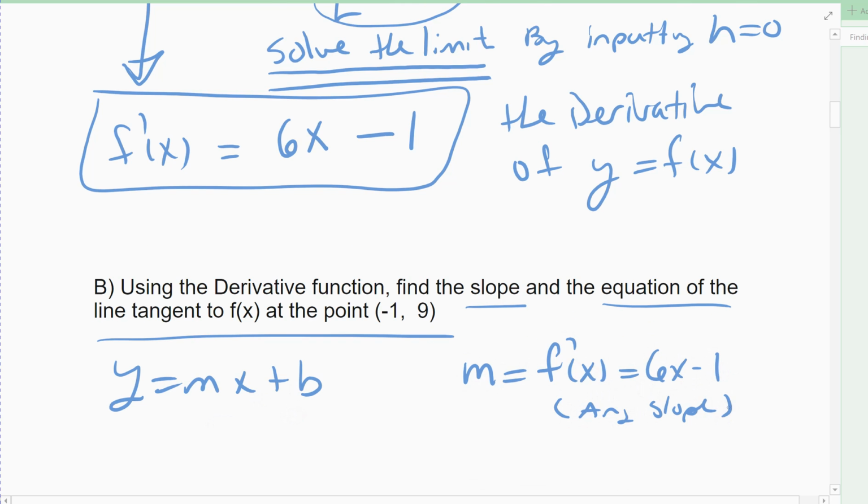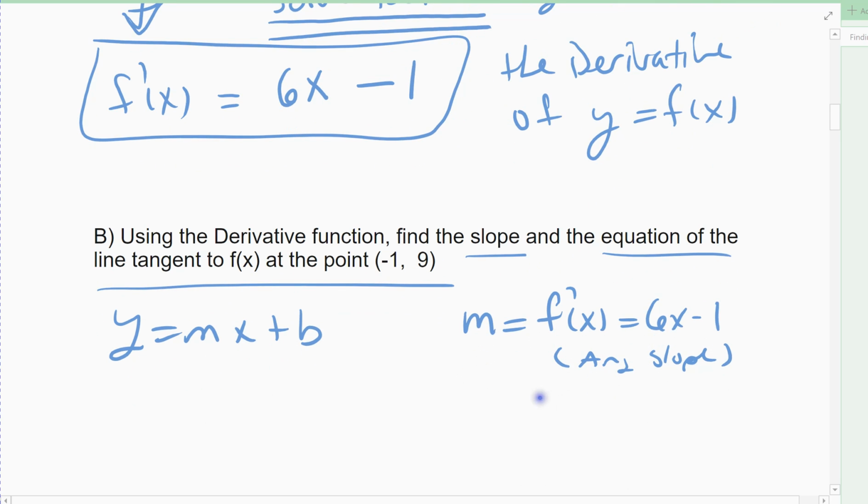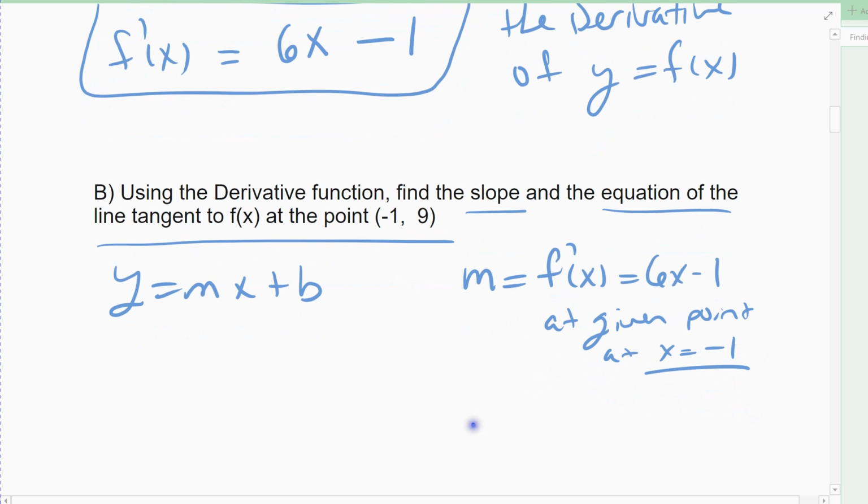Well, I picked one. I want to find the one we're looking for instead of any slope. We want to find it at the given point, which means at x equals negative 1, right? That's the x value. And so the slope I'm looking for is, I'm going to take my derivative and plug in negative 1. I could have picked any value. I picked negative 1. All right, so I'm going to take negative 1 and plug it in my derivative.